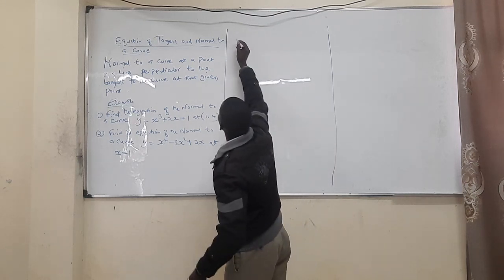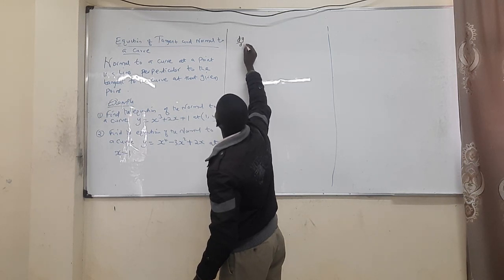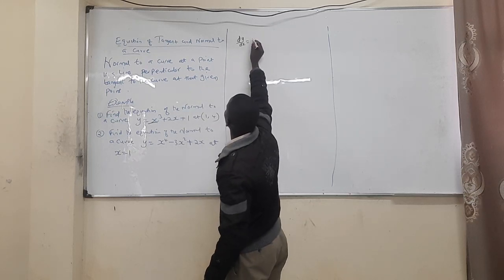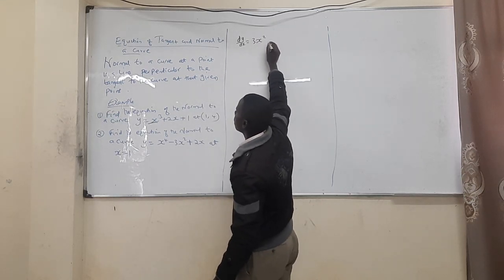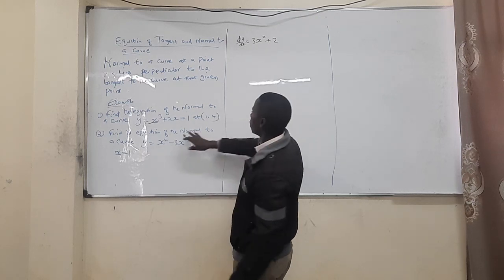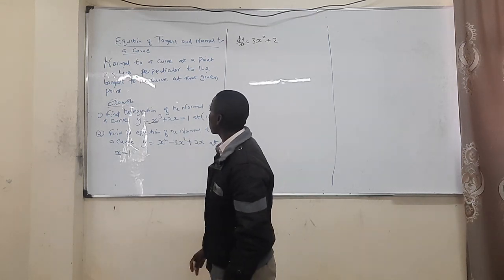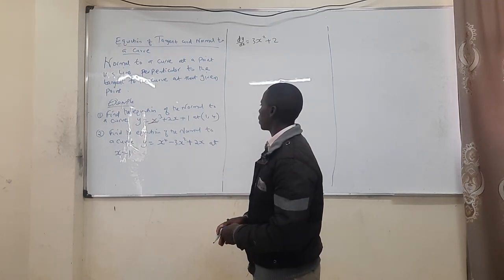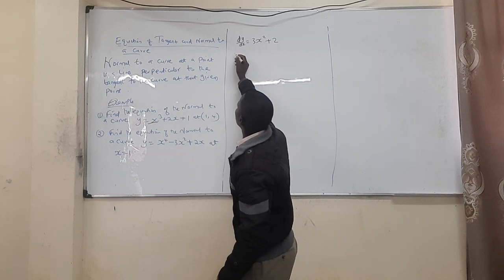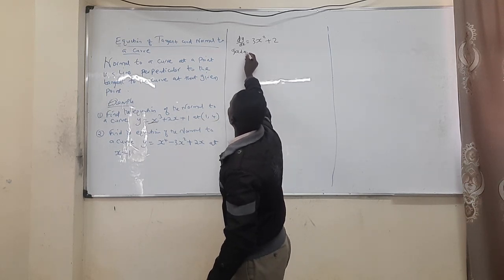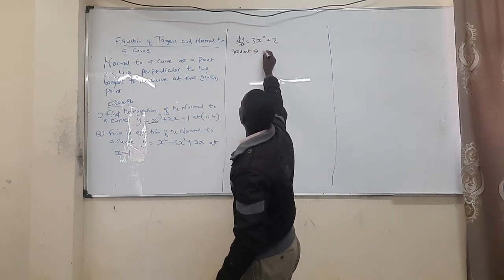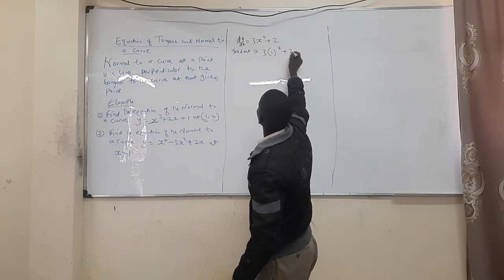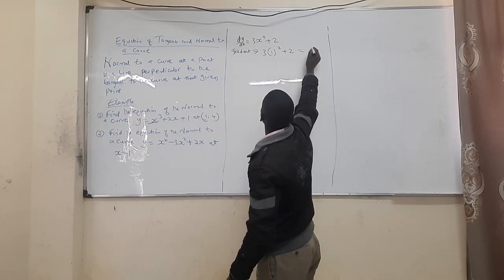So first thing, we get the derivative dy over dx. So we get 3x squared plus 2. So when you differentiate x cubed plus 2x plus 1, you get 3x squared plus 2. So the gradient of the curve will be 3, our x is 1, squared, plus 2, you get 3 plus 2 is 5.